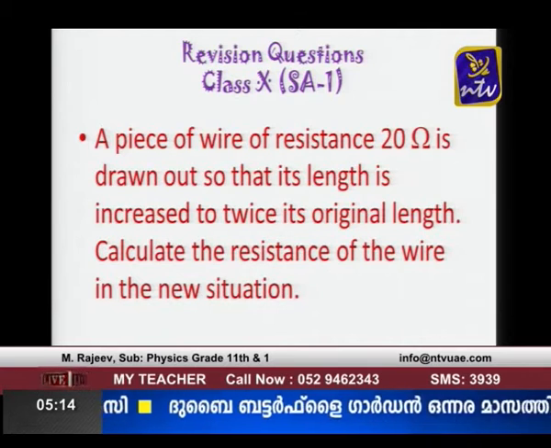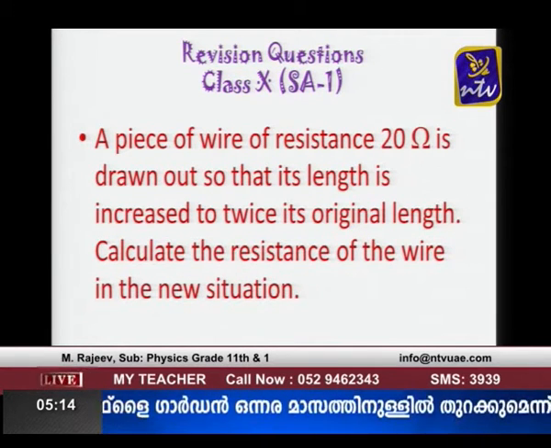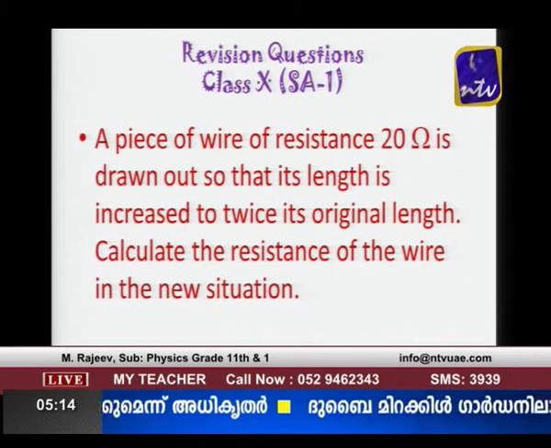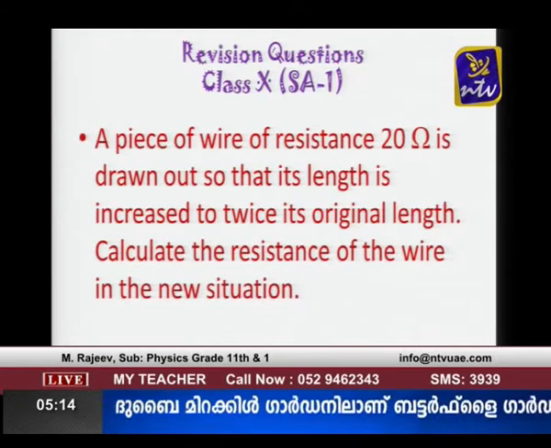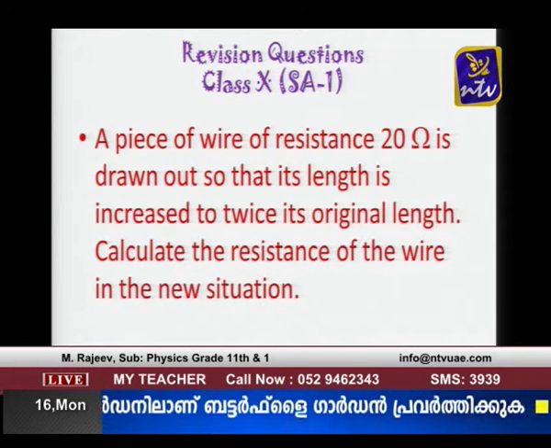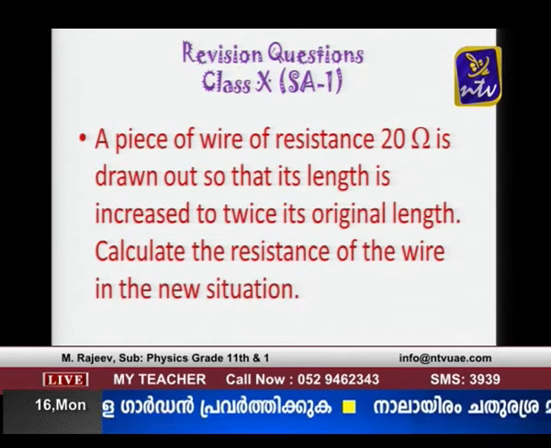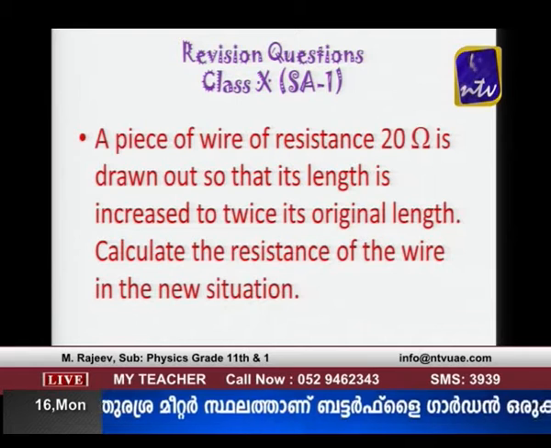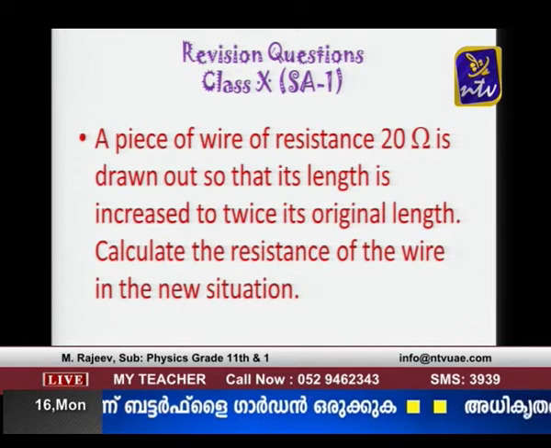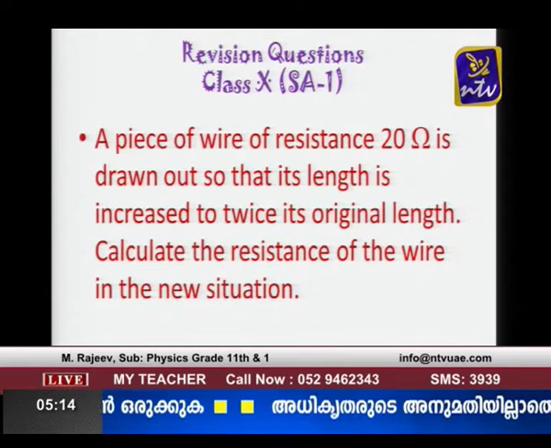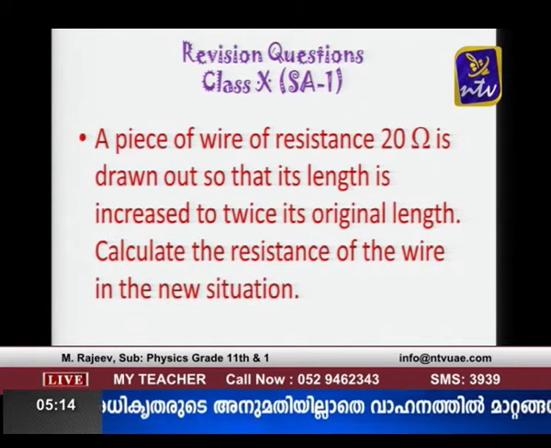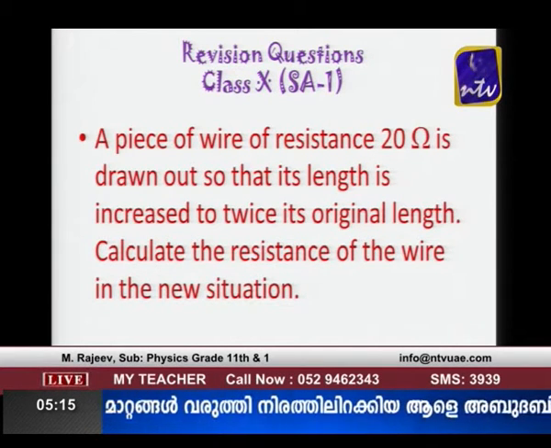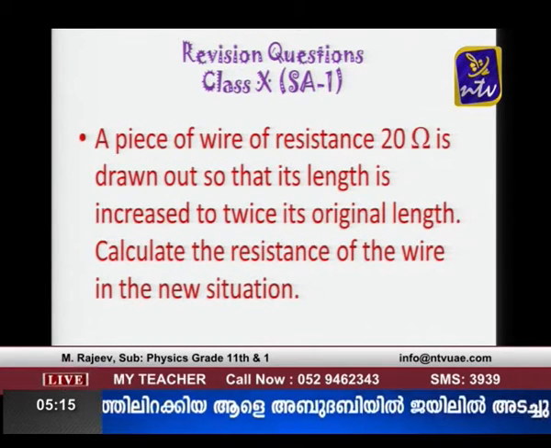A piece of wire of resistance 20 ohms is drawn out so that its length is increased to twice its original length. Calculate the resistance of the wire in the new situation. So, what is the answer to that? A piece of wire of resistance 20 ohms is drawn out so that its length is increased to twice its original length. Calculate the resistance of the wire in the new situation.